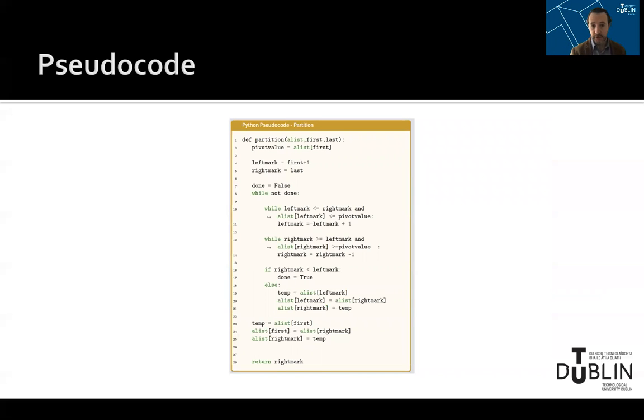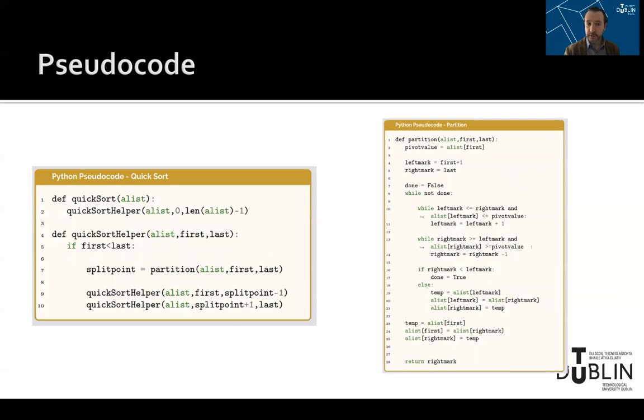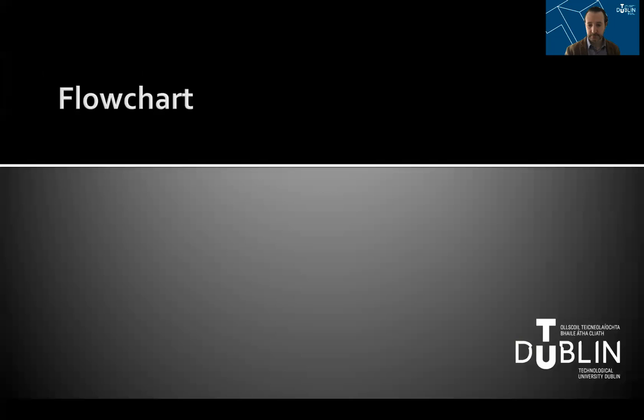Now the partitioning is where all the work is. In my pseudocode here, I just take the first one as the pivot. Then the left mark is the first plus 1, the right mark is the last. Done is equal to false, so that means you're not finished sorting, and then you split. All it's doing is working along from the left side and from the right side and putting them in their appropriate list, the left or right list, and then it's done. So you need these 2 bits of code to do the quicksort.